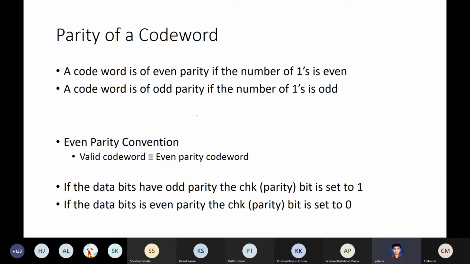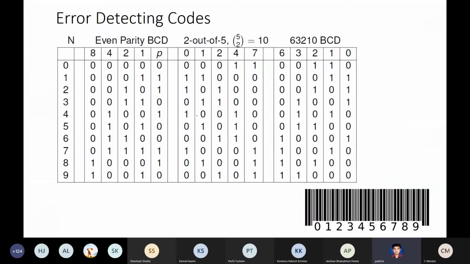The check bit in this situation will be called a parity bit, set to 0 so that the total code word is also even parity. The total code word, check bit plus data bits, has to be even parity. So the check bit just compensates for the odd parity in the data bits. This is an example. Look at the first set, the even parity BCD.